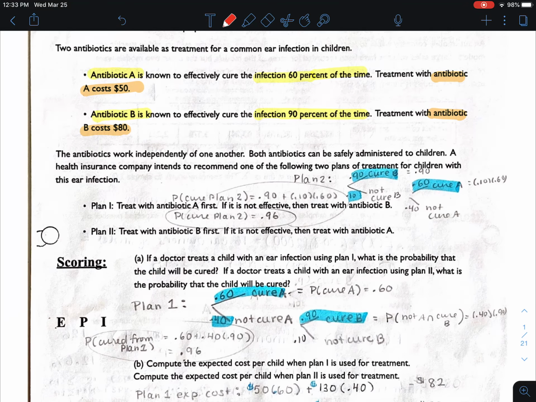It says that the antibiotics work independently. They can both be administered to children. And so here are the two different treatment plans. In plan 1, they start out with antibiotic A first, and if that is not effective, then they move on to antibiotic B, whereas in plan 2, they begin with antibiotic B, and if that's not effective, then they move on to antibiotic A. Anytime a problem has different phases, like you do this first and then this, that is a really good problem to try these tree diagrams that we learned back in chapter 5.